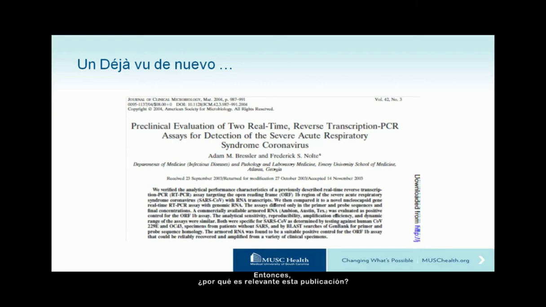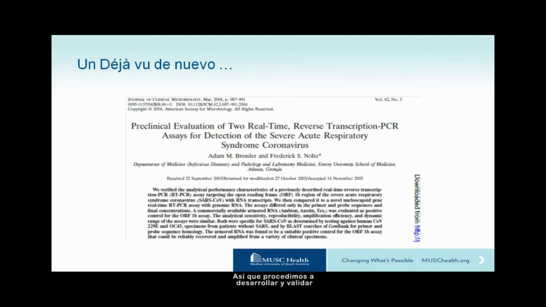So why is this publication relevant? Well, at the time, we didn't know what the first SARS outbreak was going to look like. The U.S. was largely spared any big impact with that, but we were in a situation where, for the first time in my professional career, when a new virus emerged, genomic information was immediately available and shared. Molecular amplification assays to detect the virus were there, and we had no idea what the future was going to look like when it came to SARS.